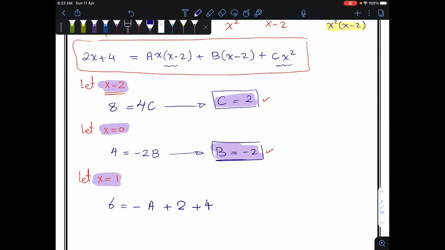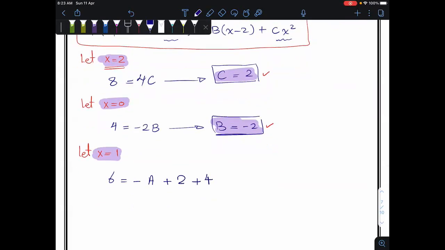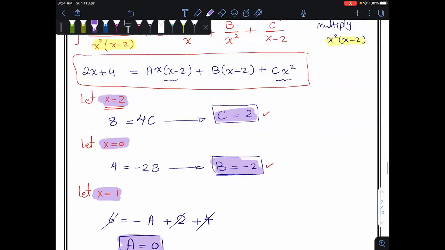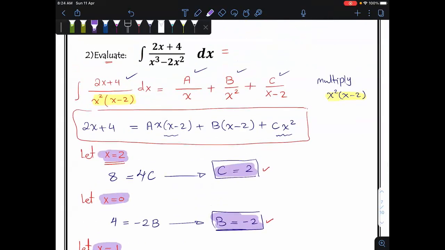Times 1 gives 4. So easy now to find A. A is 0, right? 2 plus 2 is the same as 6. So the A is what? Is 0. So after you find A, B, and C, you have to substitute in this step here, in this one, in this step.